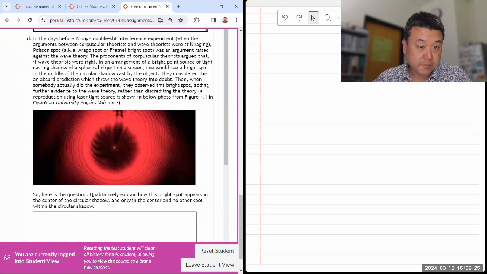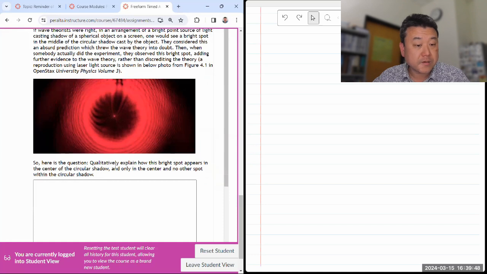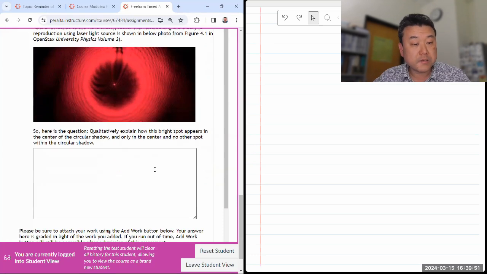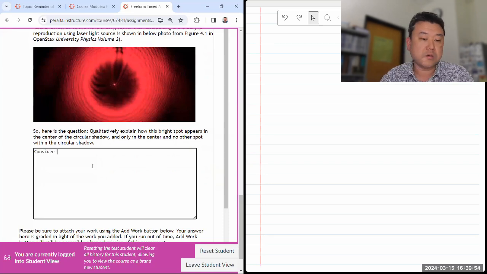In the days before Young, this is called the Poisson spot. That spot there. This experiment is obviously done with a laser light, but I think they did this with a sodium lamp. When they observed the bright spot, that actually added to the wave theory of light instead of sinking it. Qualitatively explain how this bright spot appears in the center of the circular shadow and only in the center. So consider a perfectly circular obstruction.